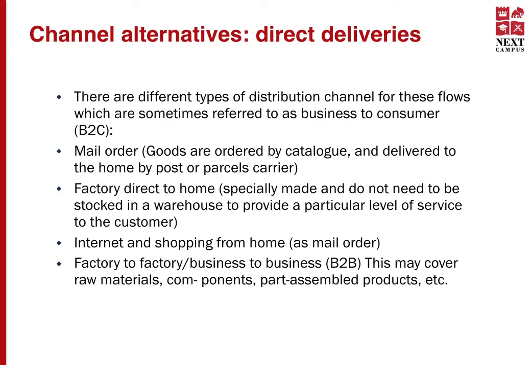There are different types of distribution channel for these flows, which are sometimes referred to as business to consumer or B2C. Mail order. Goods are ordered by catalog and delivered to the home by post or parcels carrier. Factory direct to home, specially made and do not need to be stocked in a warehouse to provide a particular level of service to the customer. Internet and shopping from home as a mail order. Factory to factory, business to business. This may cover raw materials, components, part assembled products, etc.